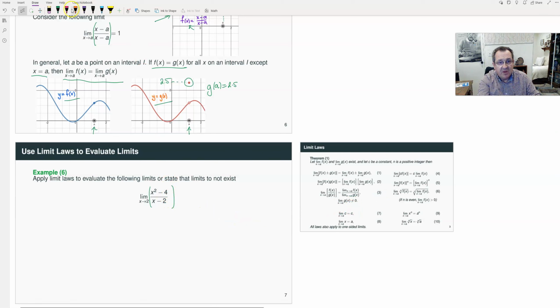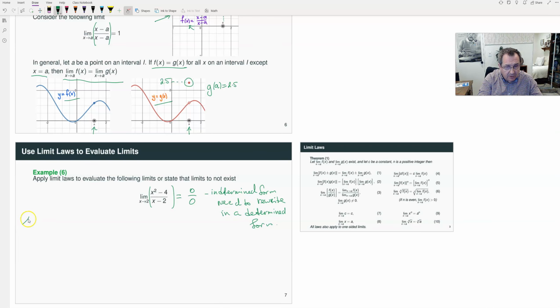We cannot use it. Well, if we cannot use formula 3, what can we do? In fact, we have an indeterminate form of 0 over 0, and we need to reformulate that expression. We need to rewrite the expression in a determined form to proceed. And limit laws can help with that. Let's take a look.